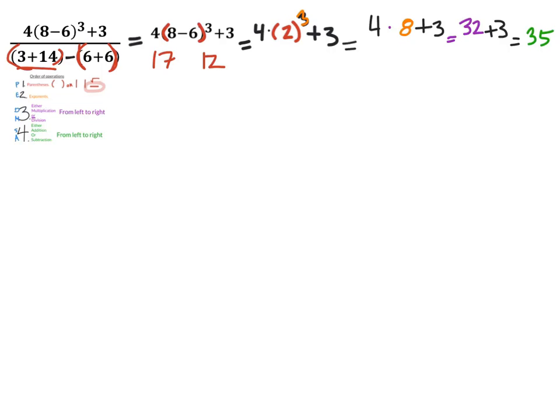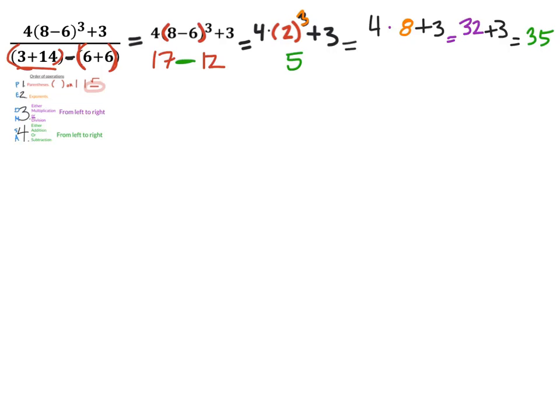Now the operation here shows it as subtraction. Well, that was the parentheses. I don't see any exponents in the denominator. And I don't see any multiplication or division in the denominator. So I'm going directly to addition or subtraction, which in this case is subtraction. So 17 minus 12 is 5.